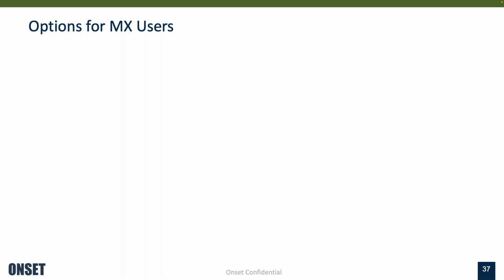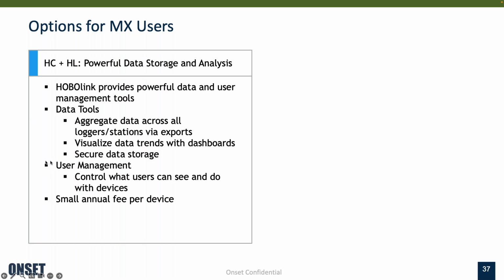Now, we recognize that this might come with a little consternation as we add in a fee for all MX loggers. We think that HOBOlink offers a lot of valuable tools for HOBO Connect and MX logger users. You get all of the data tools that I've shown today. You get to aggregate data across all your loggers and stations. You can export all of that data easily. You can visualize data trends with dashboards for up to a year.